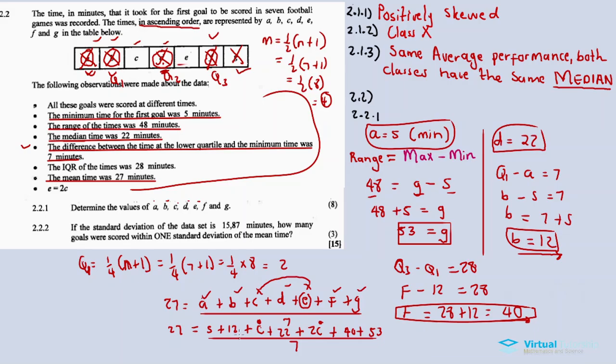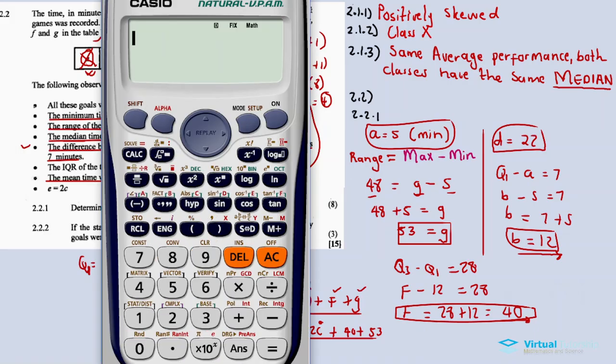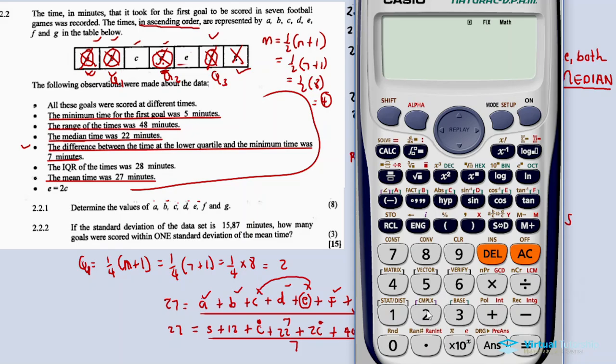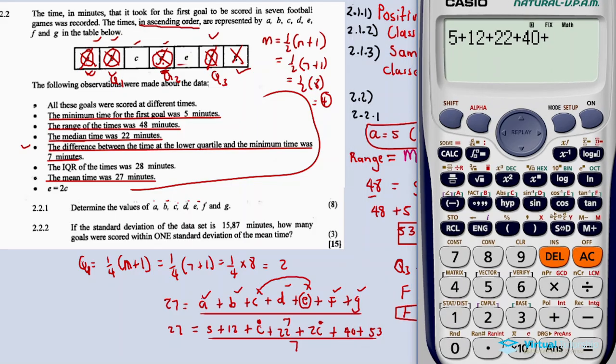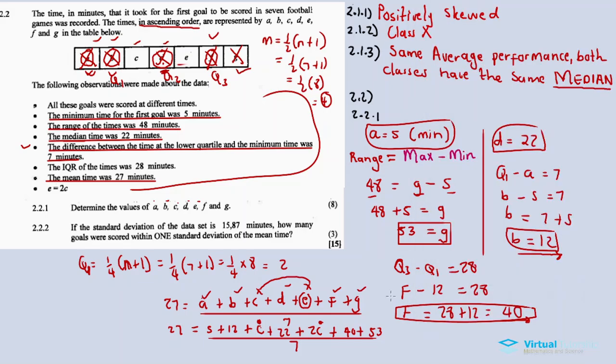So 12 plus 5 plus 12 plus 22 plus 40 plus 53 is equal to, let us see, let me use the calculator. All right. So 5 plus 12 plus 22 plus 40 plus 53 is equal to 132. So it's 132, and then C plus 2C is 3C.